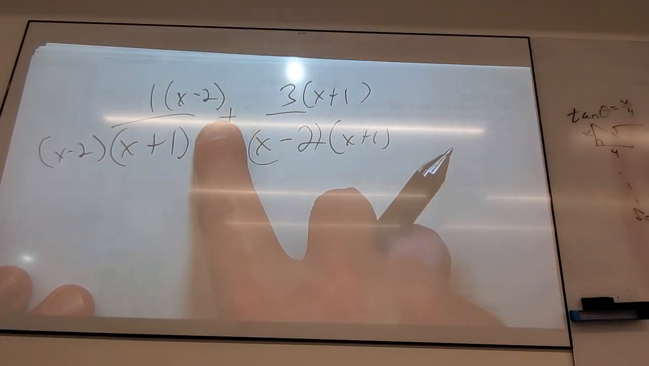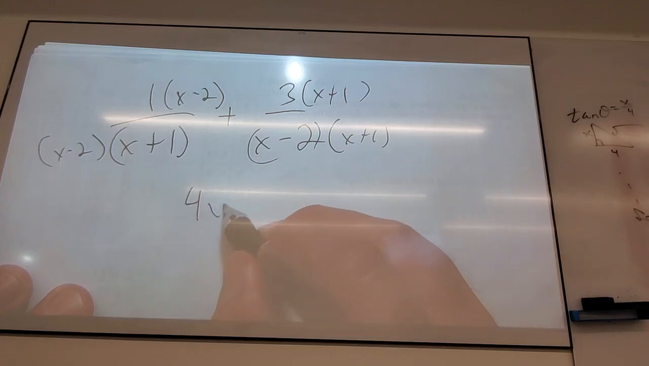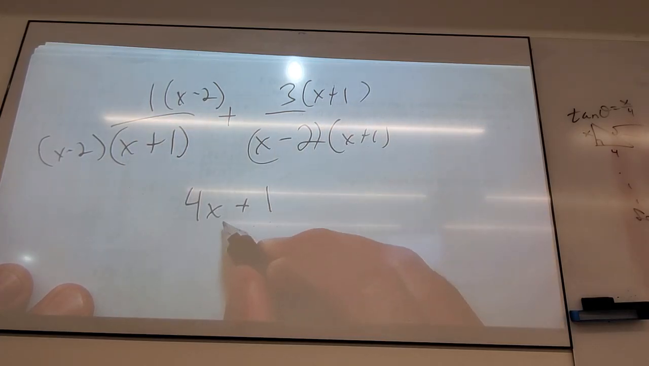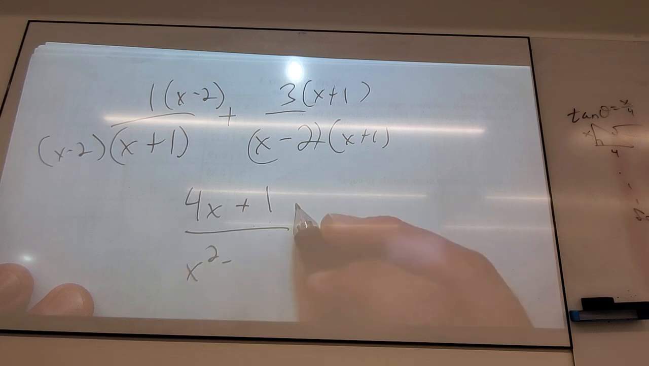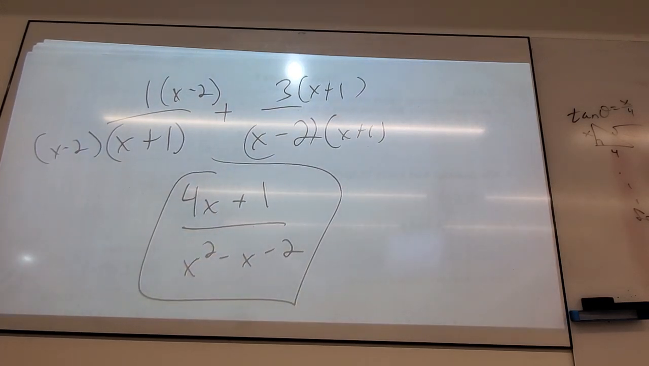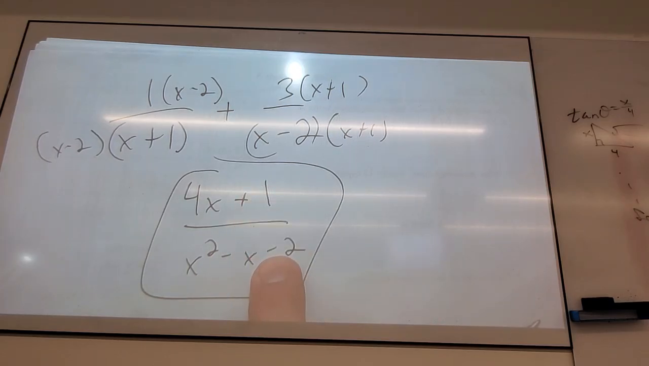So I get x plus 3x is 4x. Negative 2 plus 3 is 1. All over x squared minus x minus 2. So what's going to happen now is we're going to be given this, and we have to try to break it back apart. And that's always more difficult.